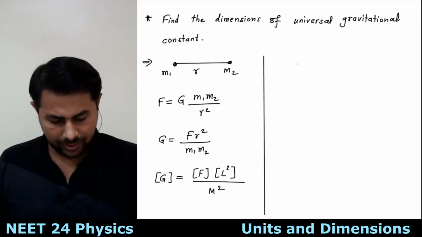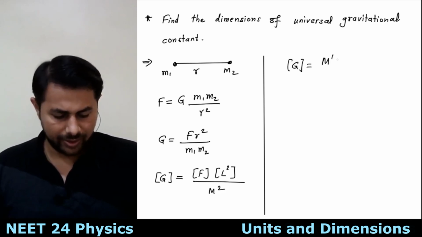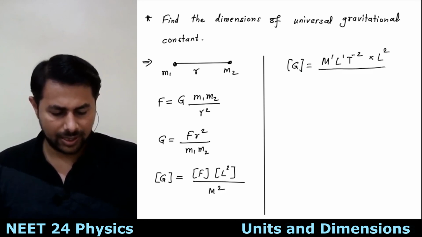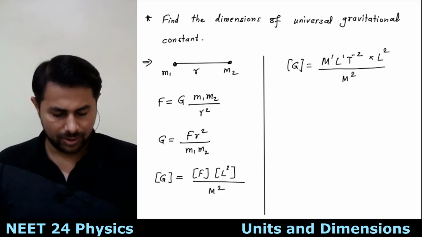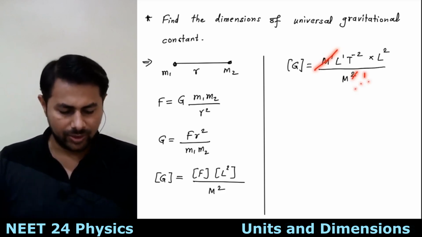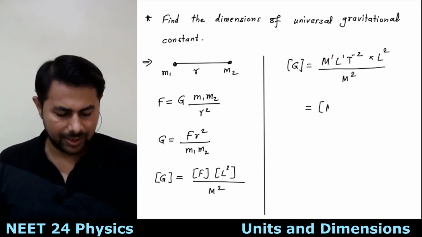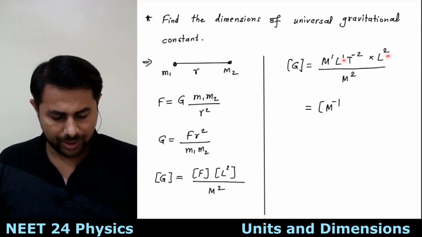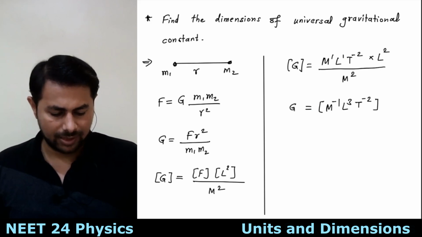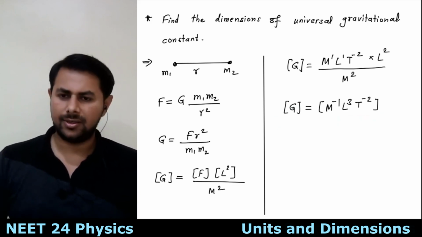So then you have dimensions of G equal to, for force it is m1 L1 T minus 2 multiplied by L raised to 2, and in denominator you have m raised to 2. So this m raised to 1 and the square gets cancelled out, so 1 will remain there. You move that m raised to 1 to numerator, so it becomes m raised to minus 1. So the dimensions finally are m raised to minus 1, L raised to 1 plus 2, that is L raised to 3, and T raised to minus 2. These are dimensions of universal gravitational constant. This thing is clear, everyone?